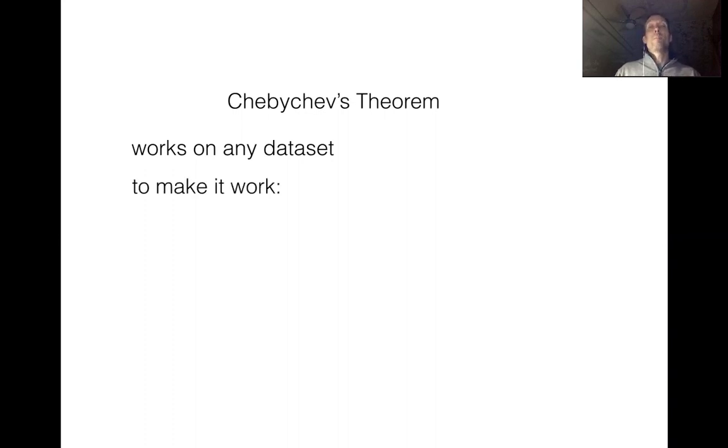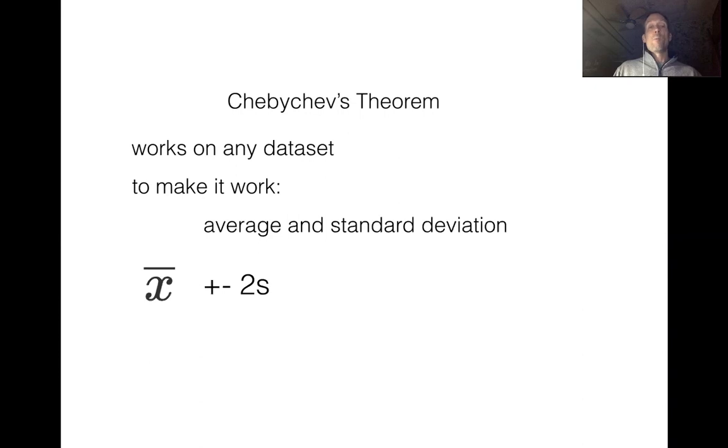So what do you need to make it work? You need two ingredients. You have to know the average and the standard deviation of a data set, and then you can use it. What the Chebyshev theorem says is, if you take your sample average, X bar, and you go 2 standard deviations above it and 2 standard deviations below it, you're going to capture at least 75% of the data in your data set.